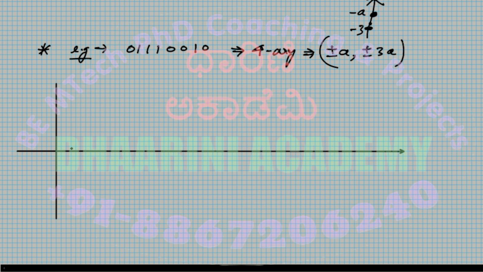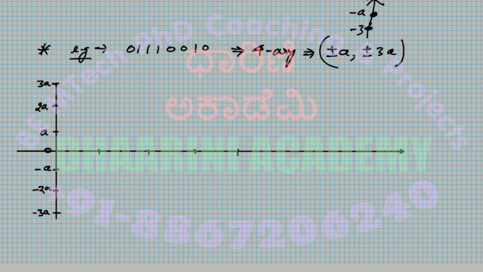Now, let me call this A, 2A, somewhere here you will have 3A. Very similarly, this is A, 2A, 3A, minus A, minus 2A, and minus 3A. So there will be 0 at the center. Let's divide this into 4 parts: 1, 2, 3, and 4. Each one is equally spaced because that corresponds to the bit duration T. I'll mark the T later.